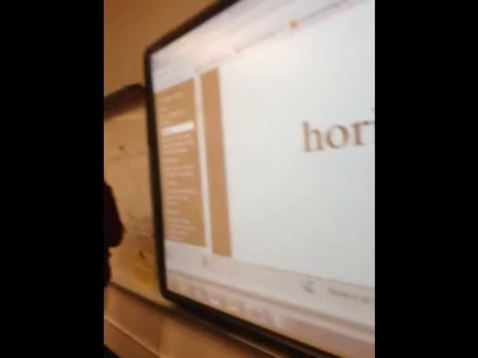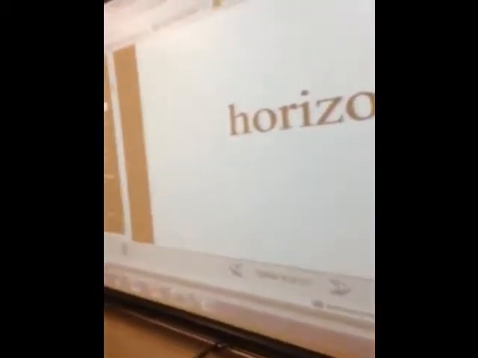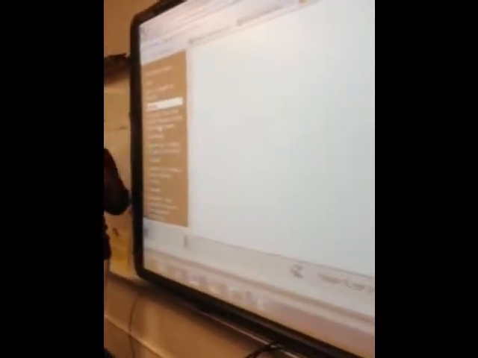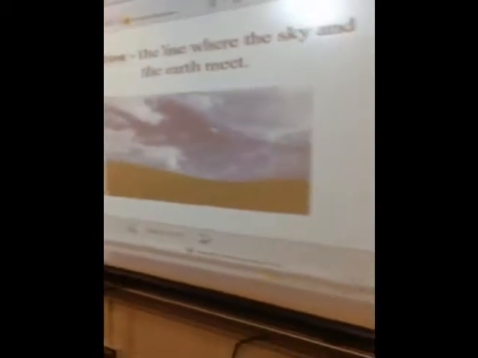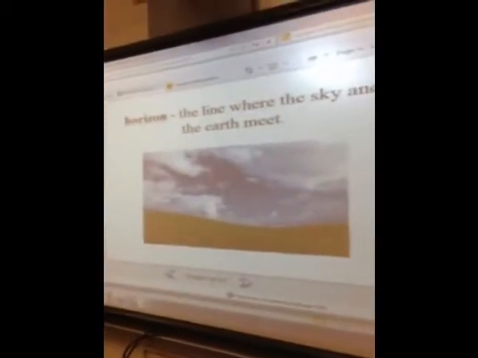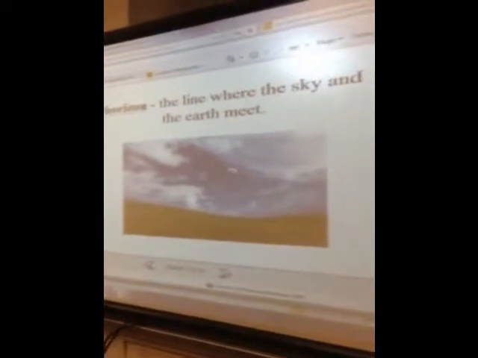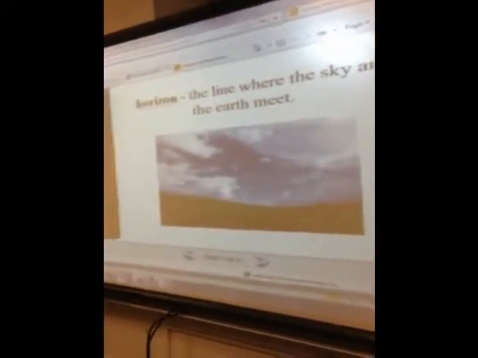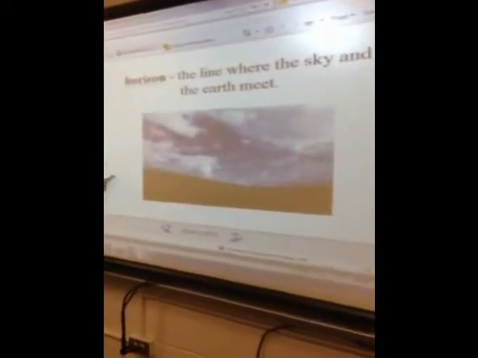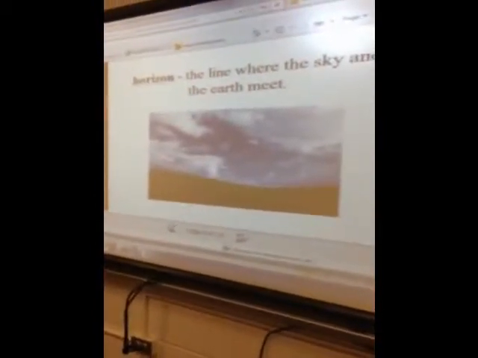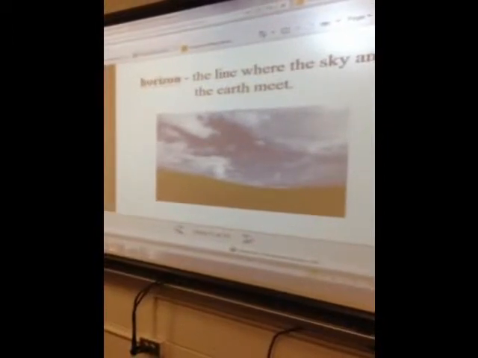Like just a line in the sky. Okay, good. A line in the sky. So here, when we get to the word horizon in the book, you can look at the picture here, and the definition is a line where the sky and the earth meet. So it's when you look out there and you see sky and earth, it looks like the sky is sitting on top of the earth. That's the horizon that we're talking about. So that word is used in the book Thunder Cake.